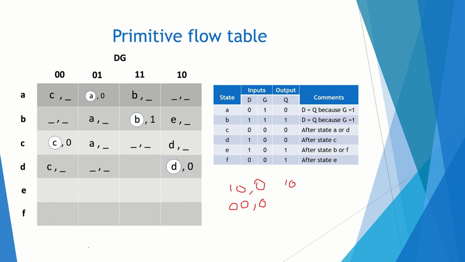And next see next transition 1 0 to 1 1 1 1 1. So when G is equal to 1, whatever value comes at D, it is going to Q. So it is 1 here. So 1 1 1 is B. So B comma dash.